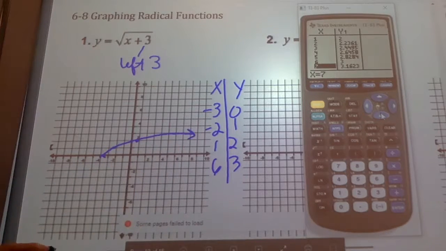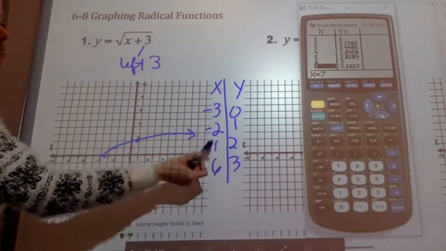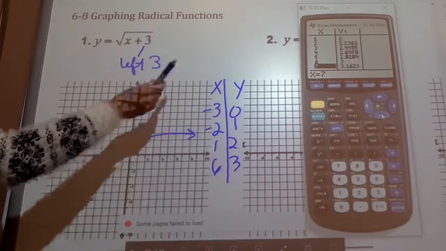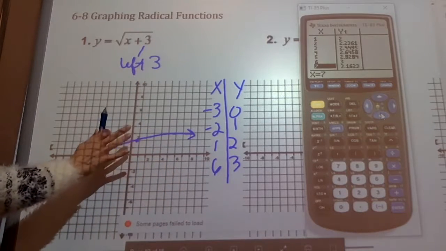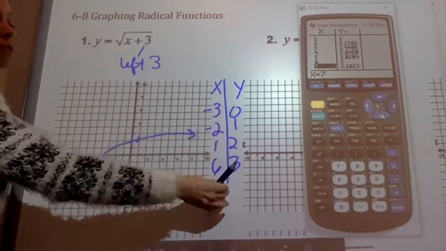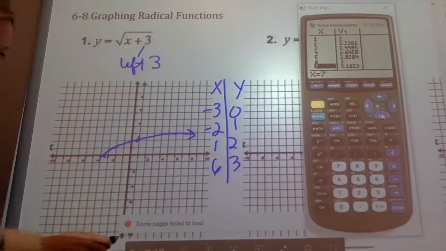So when I'm grading this on homework and tests, the table of points and the transformations is going to be the majority of that problem. I will worry about the graph the least, as long as you have your table of points correct and your transformations correct.